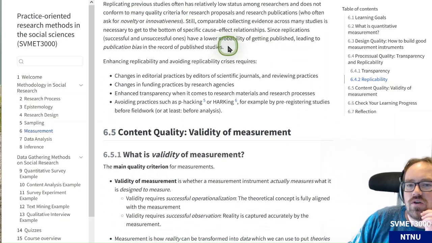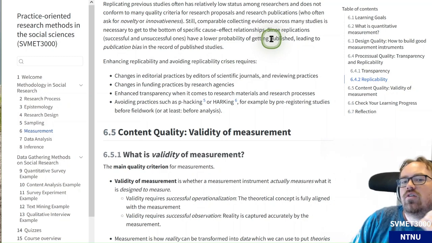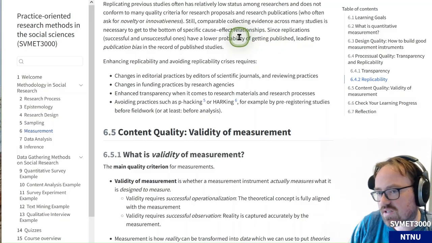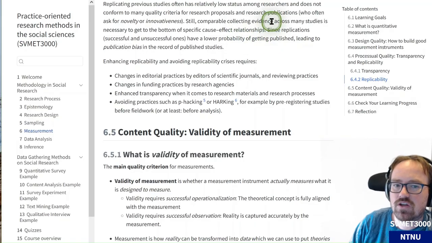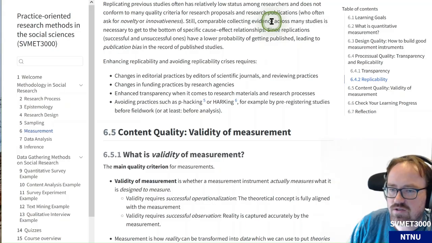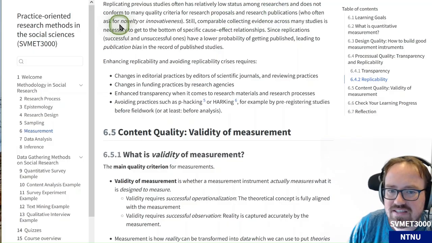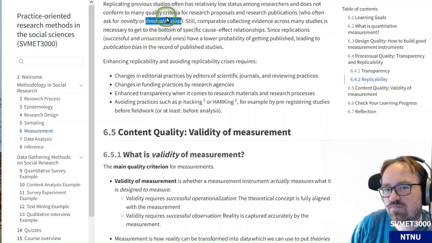Replicating previous studies often has relatively low status among researchers, which is a pity, because there are often quality criteria used to assess research proposals and research publications, such as novelty or innovativeness. And if you say, my mission is to replicate some other study that is neither novel nor innovative, but nevertheless is an important part of science.